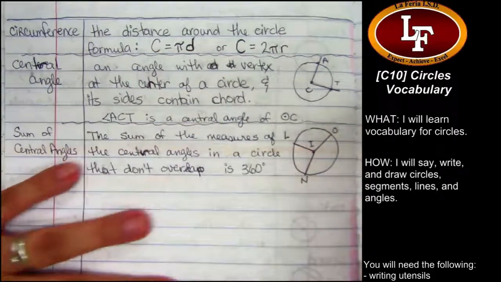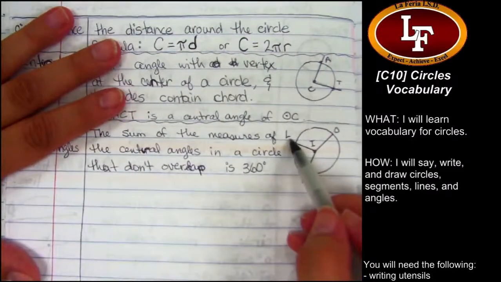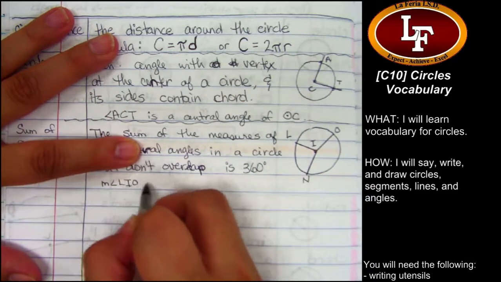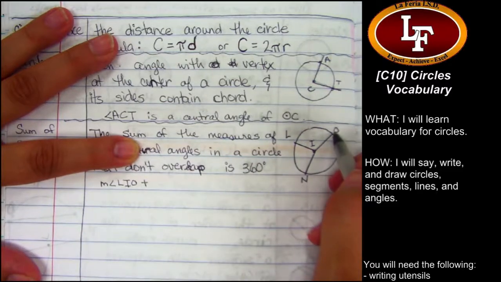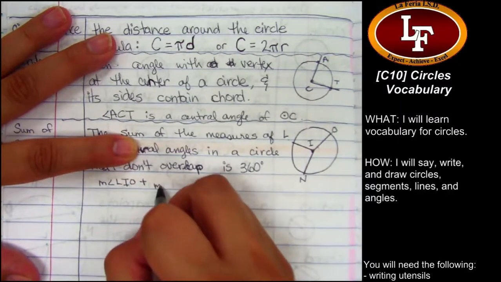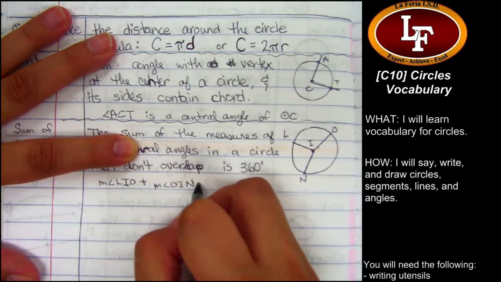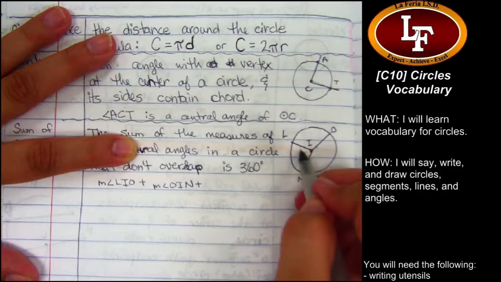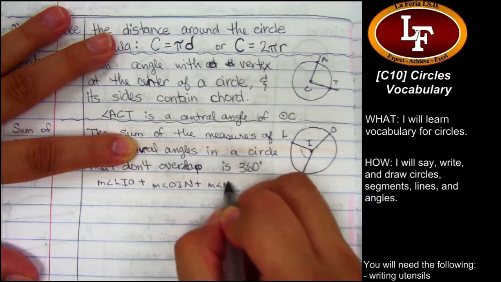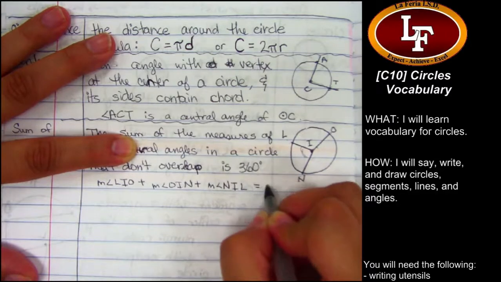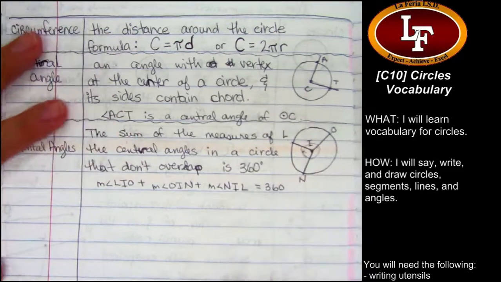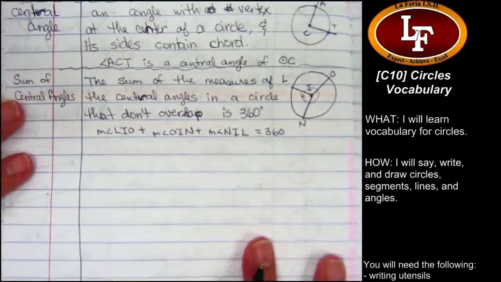I'm going to go ahead and label my circle. So here's one angle, LIO, and so the measure of that angle plus the measure of this angle, OIN, plus the measure of this angle right here, NIL, is going to equal 360 degrees because we went all the way around the circle. Okay? Nothing too complicated, yeah?